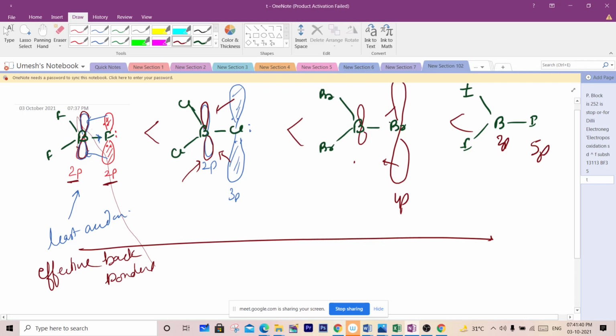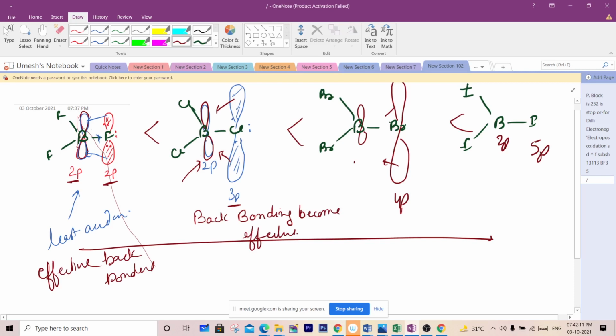That is why there's no tendency to gain electron pair. But here we have a difference of energy. If there's a difference of energy, the back bonding becomes less effective. So it actually gets less effective. That's what I was saying: as you go from left to right, it gets less effective for back bonding.